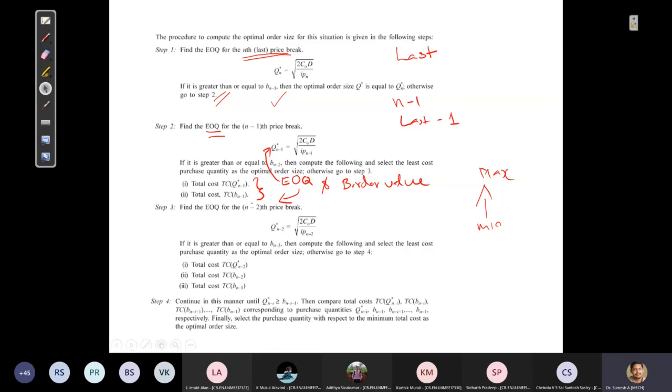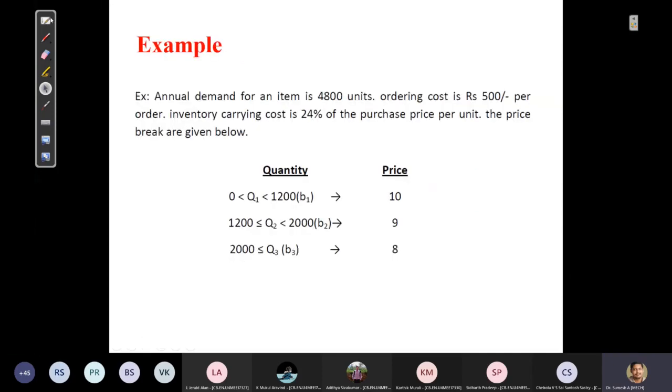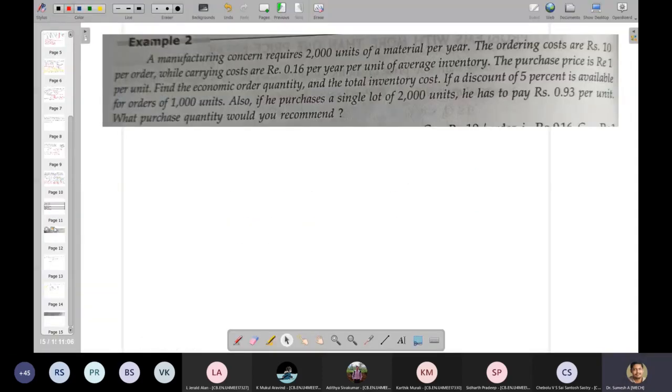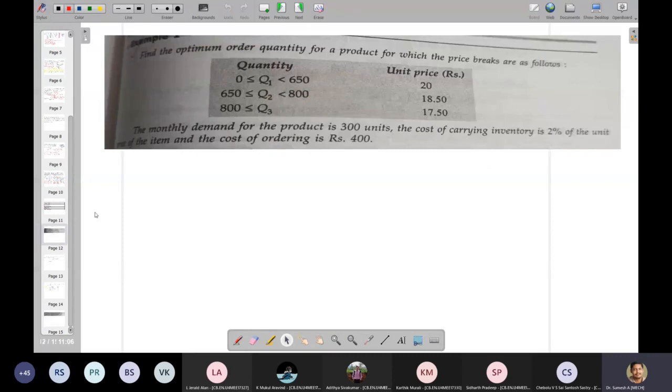So we'll see some problems with the price breaks. I think you can see the question on the screen. Find the optimum order quantity for a product for which the price breaks are as follows: 0 less than or equal to Q1 less than 650, 650 less than or equal to Q2 less than 800, 800 less than or equal to Q3. So three price breaks are given.